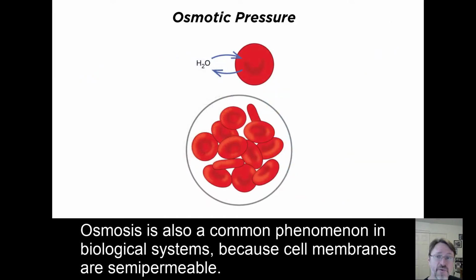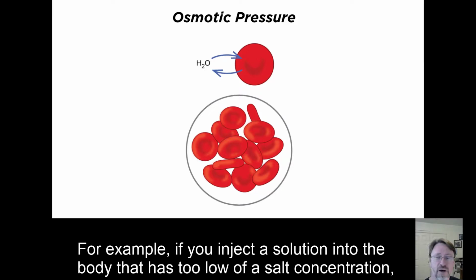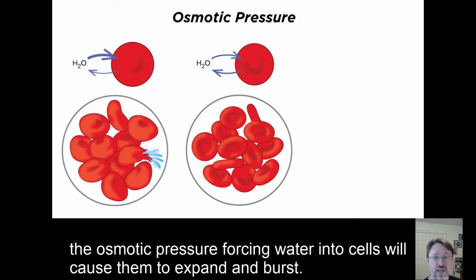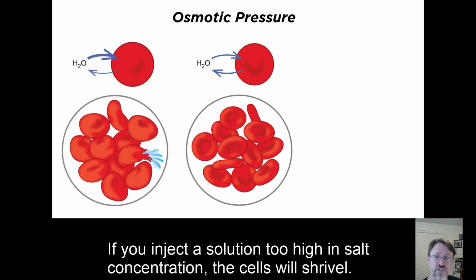Osmosis is also a common phenomenon in biological systems because cell membranes are semi-permeable. For example, if you inject a solution into the body that has too low of a salt concentration, the osmotic pressure forcing water into cells will cause them to expand and burst. If you inject a solution too high in salt concentration, the cells will shrivel.